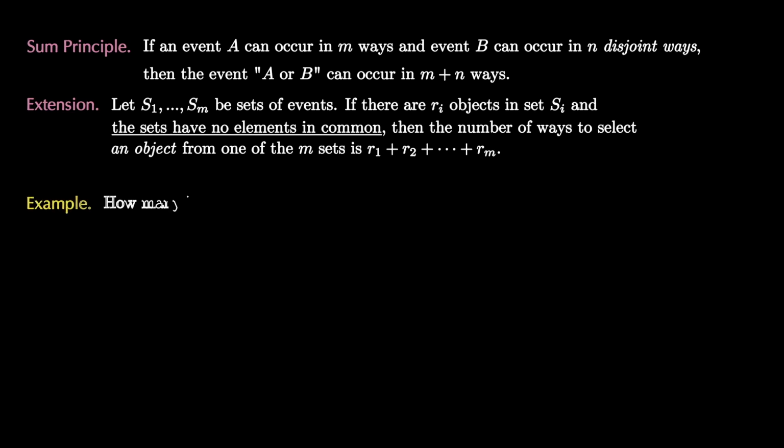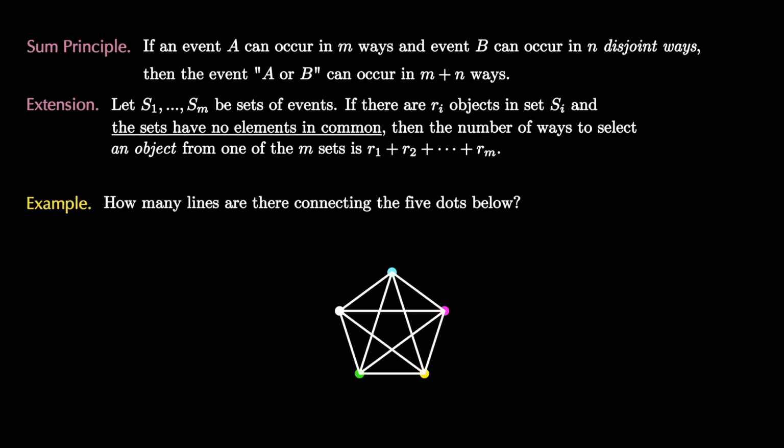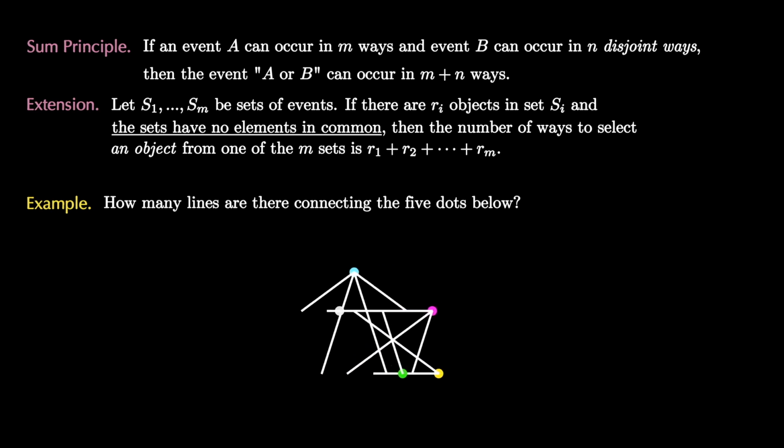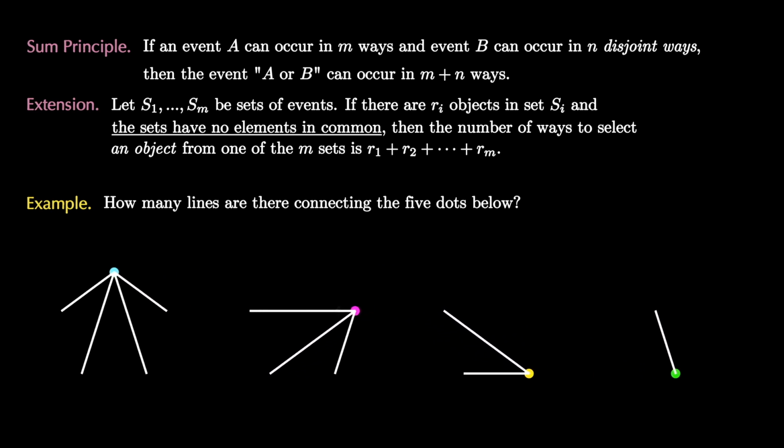Let's see an example of this. How many lines are there connecting the 5 dots shown below here? If you watch carefully, it gives an idea about how to think about this problem from the perspective of the sum principle. We can decompose the lines into 4 disjoint sets.